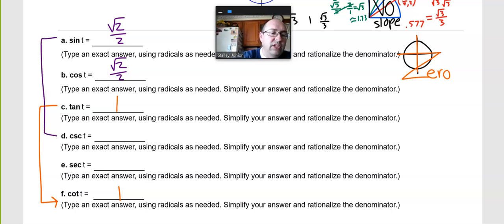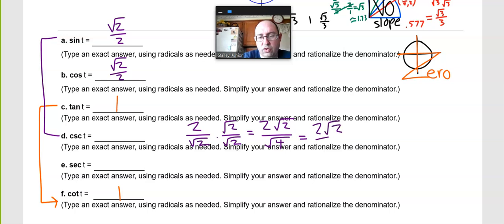Sine goes with cosecant. Remember I said that they start with the opposite letter? So if the original one starts with S, then the reciprocal trig function starts with C. Okay, so radical 2 over 2. Remember, if I find the reciprocal by flipping it over, oh, but they want me to rationalize it. 2 radical 2 over radical 4, which is 2 radical 2 over 2.